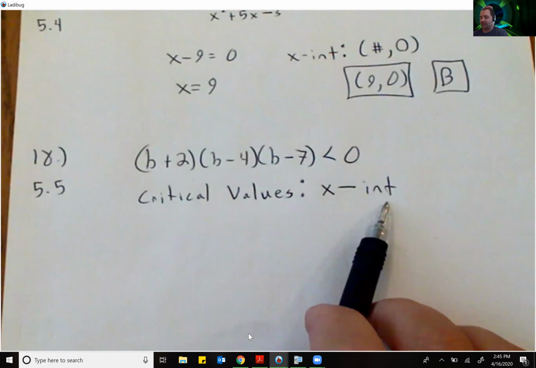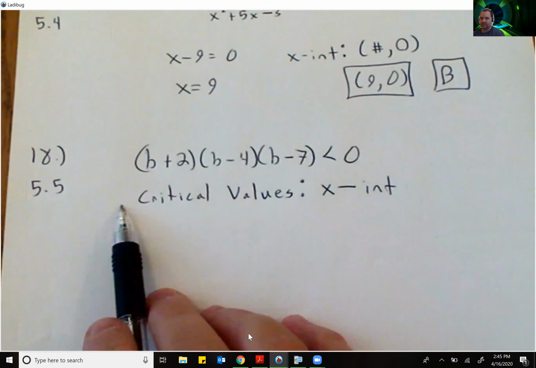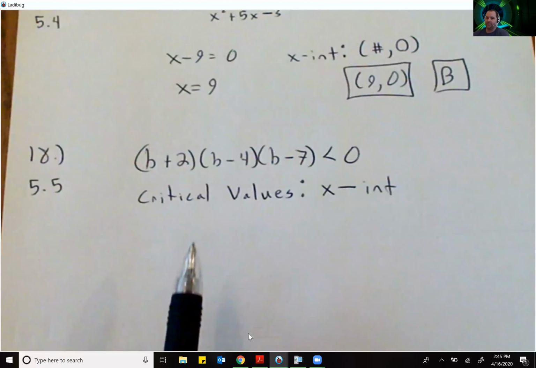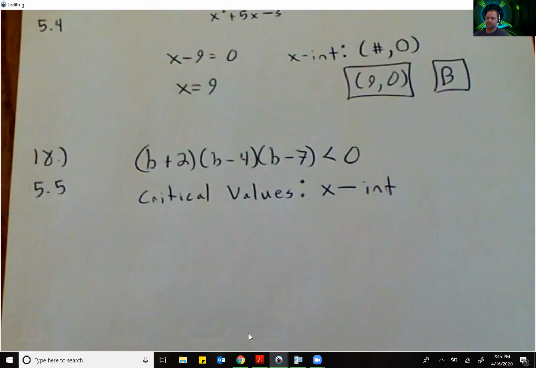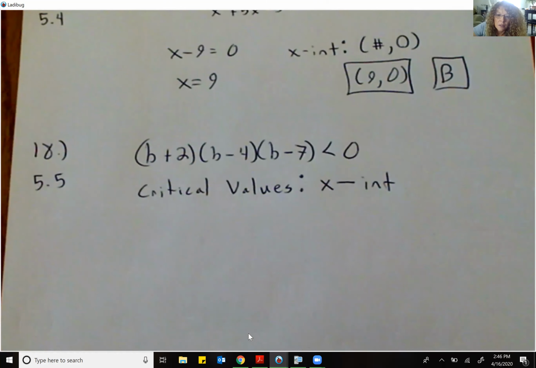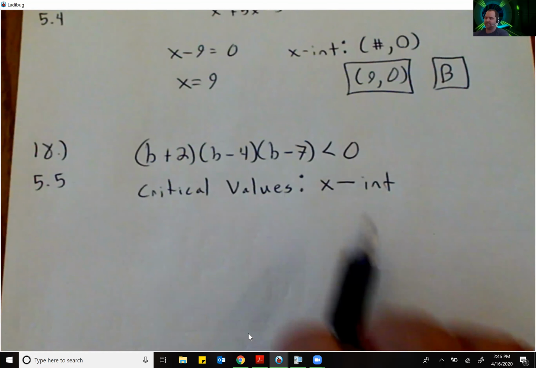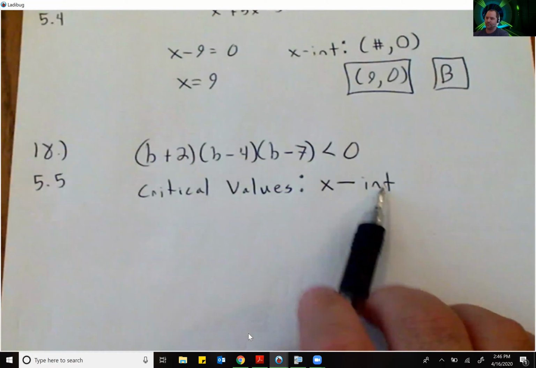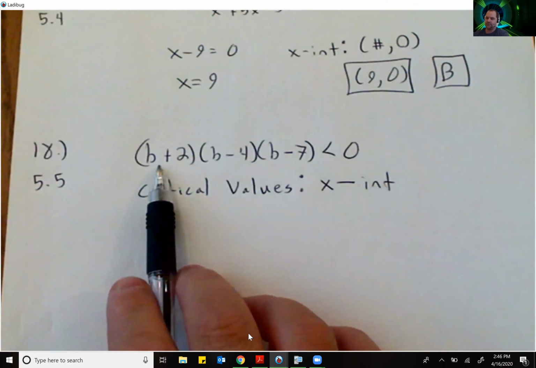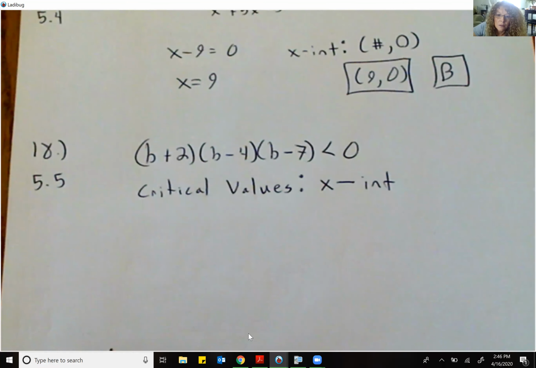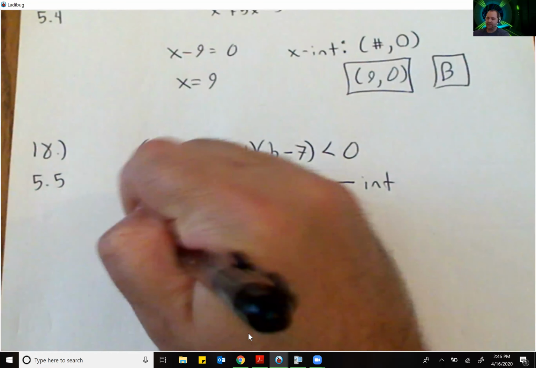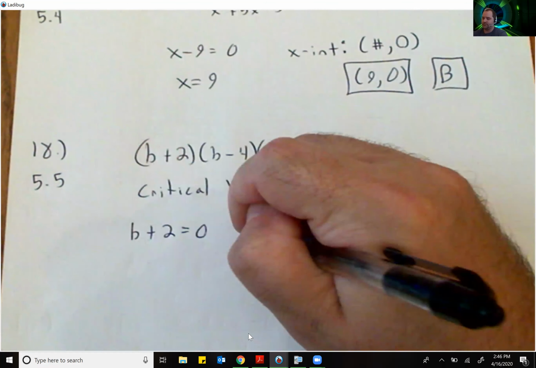And the cool thing is, this thing's already factored for us. All we have to do is take these parentheses and do what with them? Multiply them? No. We want to find x-intercepts. It's already factored. How do I find x-intercepts when we're factored? Just take each parenthesis, set it equal to 0.